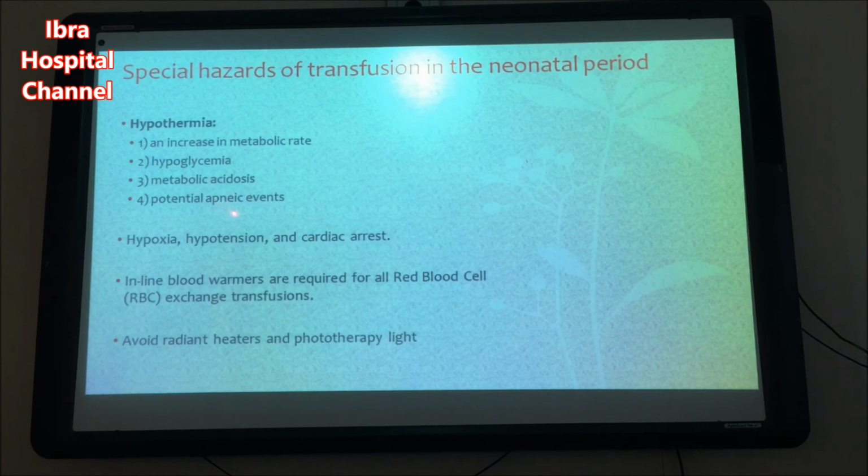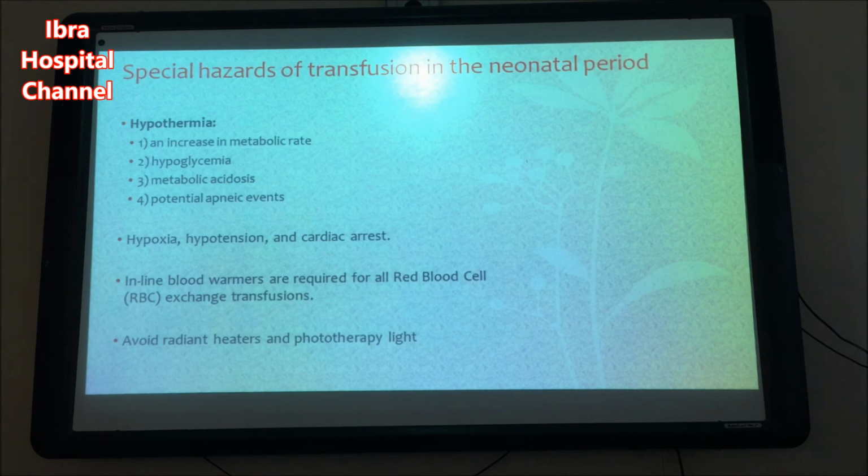These special situations are more specific for pediatric transfusions. You have to be careful. Hypothermia, I discussed this in massive transfusion. If the patient is severely hypothermic, you need to raise his temperature, because if he keeps having low temperature, all his coagulation factors and enzymes will not work. So regardless of what blood transfusion you give, it will not help. And hypothermia can cause an increase in metabolic rate, hypoglycemia, acidosis, potential apneic events, or even hypotension and cardiac arrest.